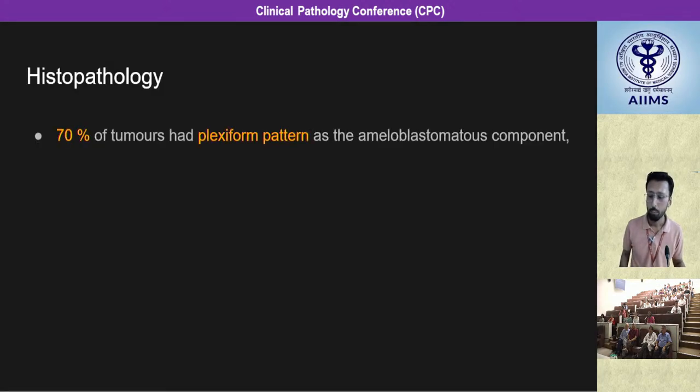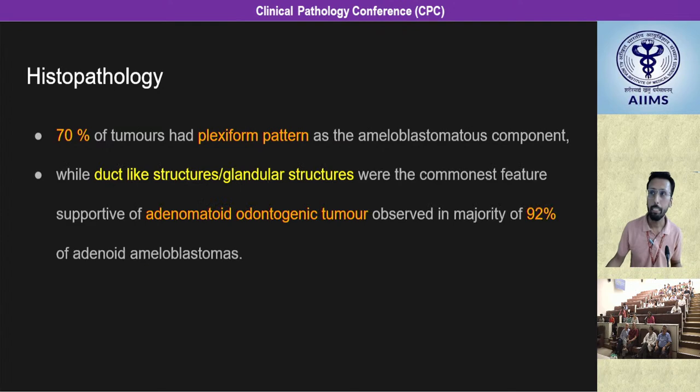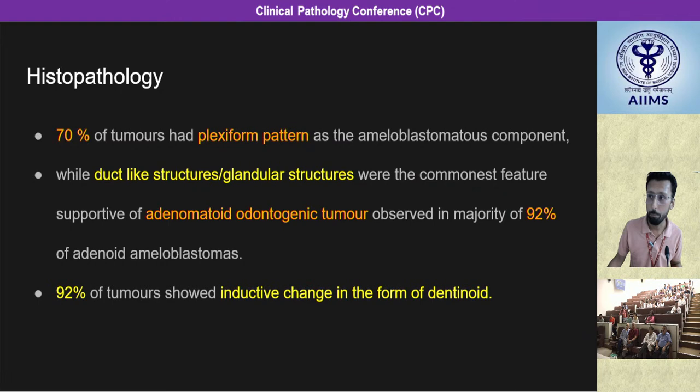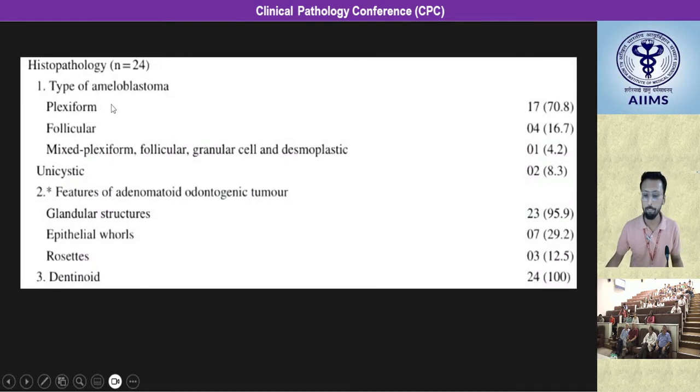Now histopathological findings. As we have discussed, both the features of ameloblastoma as well as AOT. Ameloblastoma has different histological patterns like plexiform, follicular, but in this entity, 70% of the pattern is of plexiform type. Similarly, the duct-like structures were the commonest feature in accordance with the AOT, and they are observed in around 90% of cases. And similarly, more than 90% of tumors can show dentinoid formation, which is because of the inductive changes. So again, plexiform is the most common type. Follicular pattern can also be seen, but it can also show mixed type, which contains all the patterns like plexiform, follicular, granular, and desmoplastic. Now this kind of tumor becomes very difficult to diagnose because they are showing different patterns.